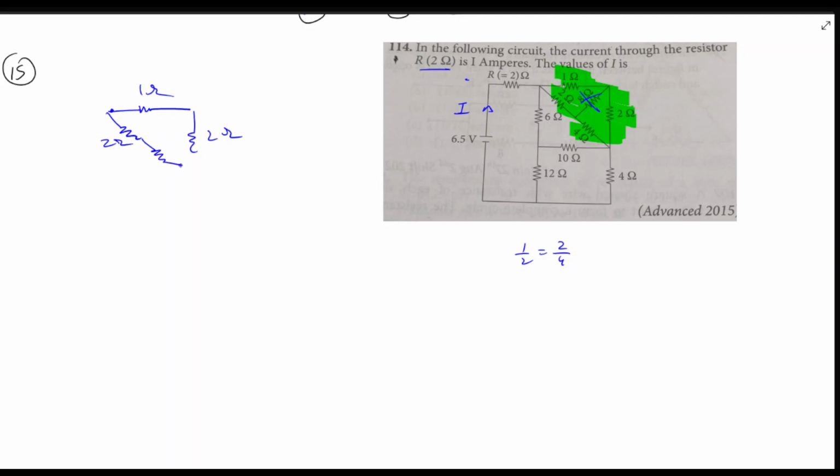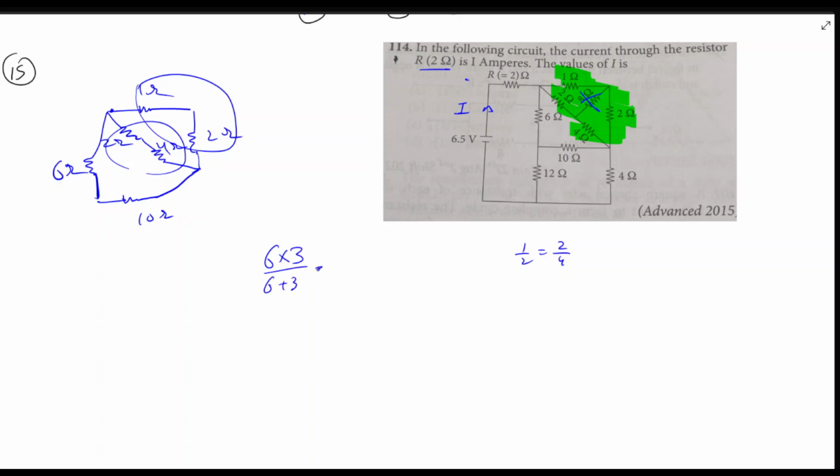So we'll have only 4 ohm, right? And we have this 6 ohm, and we have this 10 ohm, right? So let's just solve this. So how much is this? It will be 3, and this will be 6. So 6 and 3 are in parallel. So 6 into 3 by 6 plus 3, so it will be 6 into 3 by 9. So it will be 2. So this whole is 2. So look, this green part will become 2.